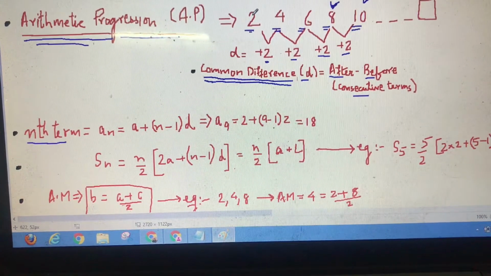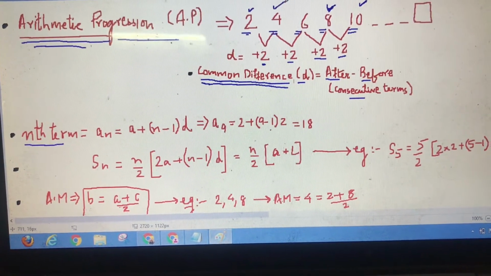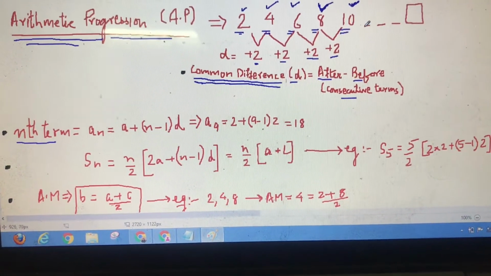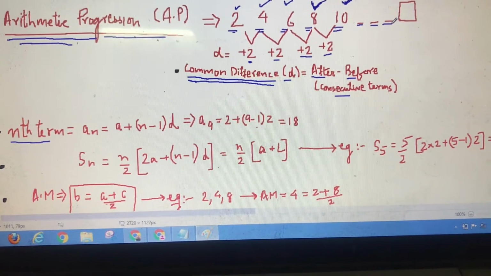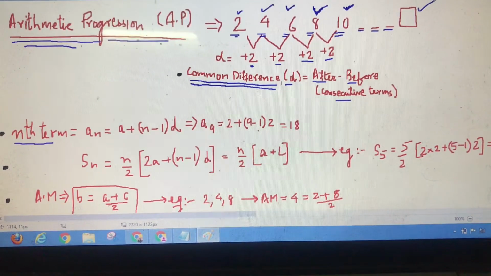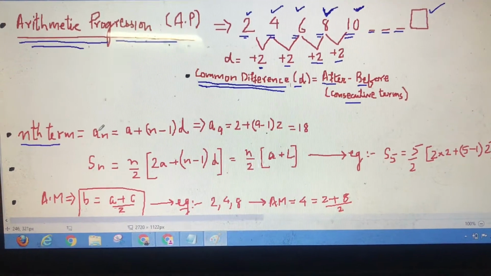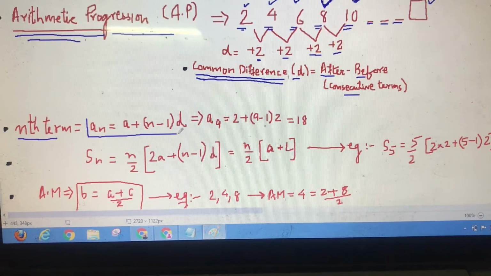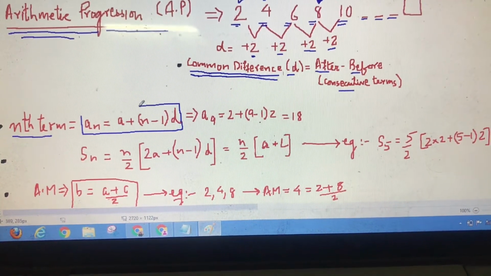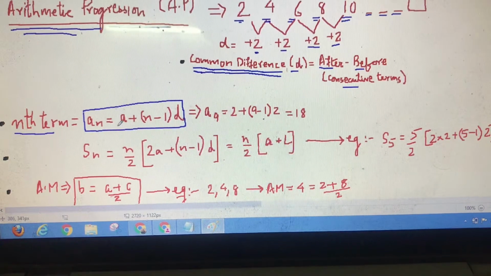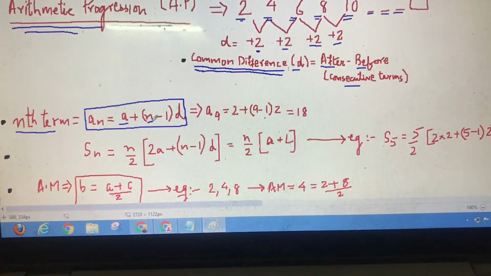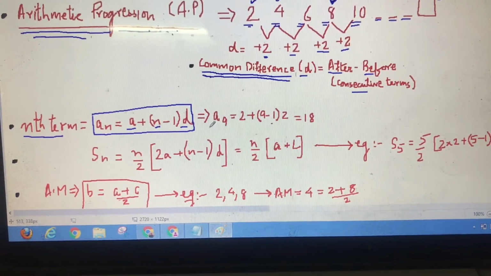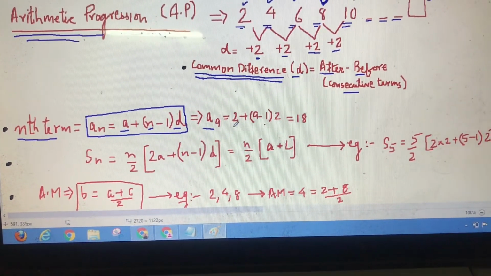Suppose 2 is the first term, 4 is second, 6 is third, 8 is fourth, 10 is fifth, then 6th term, 7th term, 8th term, 9th term. Suppose we have to find the 9th term. So the formula to find the nth term is a_n is equal to a plus n minus 1 into d, where a is the first term, n is the rank of term or number of terms, d is the common difference.